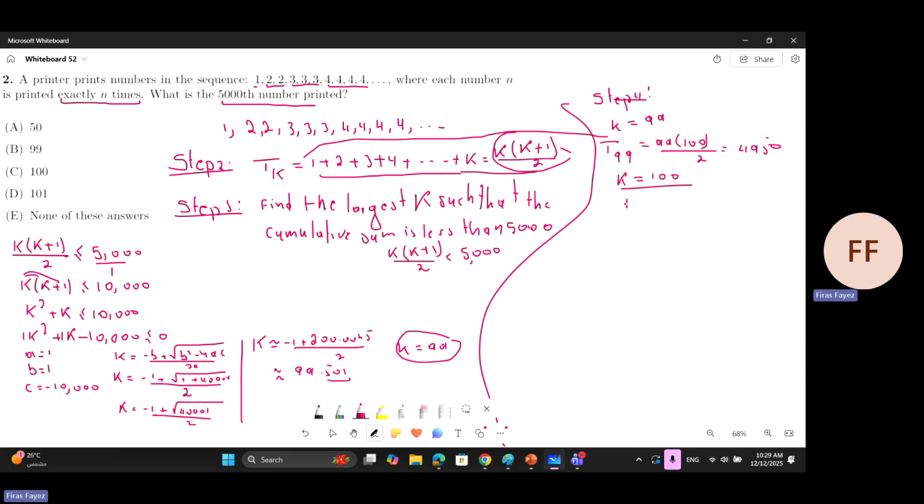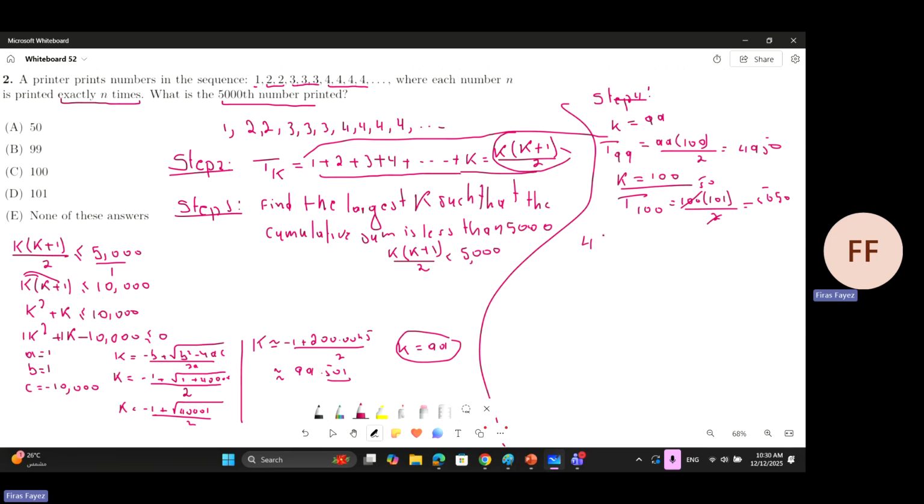And what about if k equal to 100? So in this case, substitute T100 equal 100 times 100 plus 1, over 2. So this is 100 divided by 2, this is 50 times 101. This is 5,050.